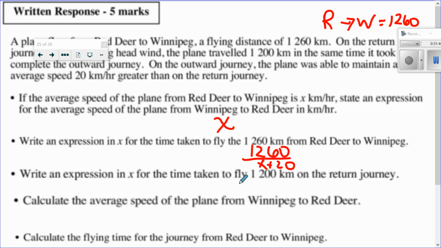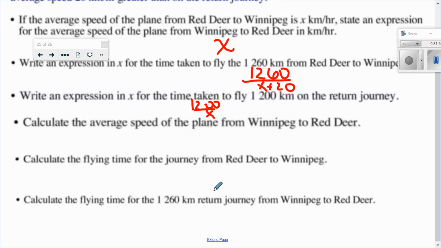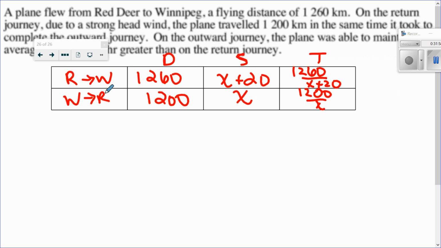And then write an expression for the time to fly on the return journey. So the time there was 1,200 divided by x. And then it says calculate the average speed of the plane from Winnipeg to Red Deer. This is the step we're on right now. Okay, so let's go back over here. So the times are equal. It says in the same amount of time, so that means that they are equal.